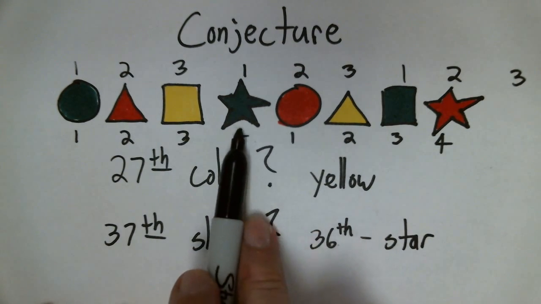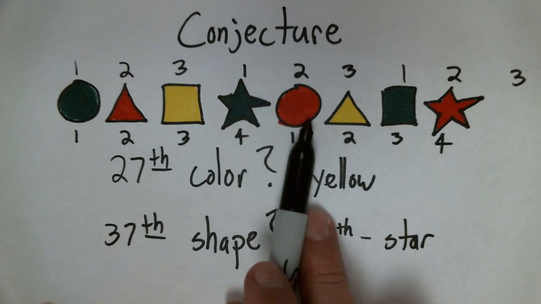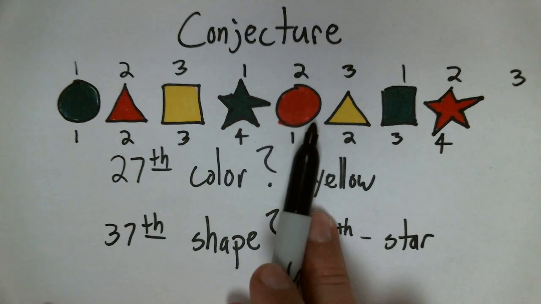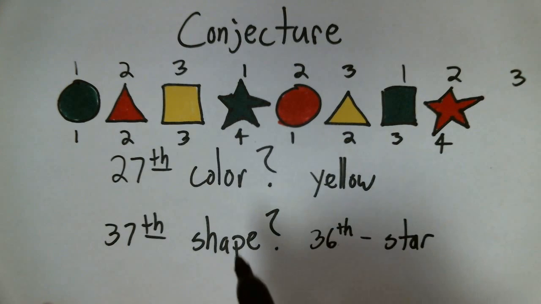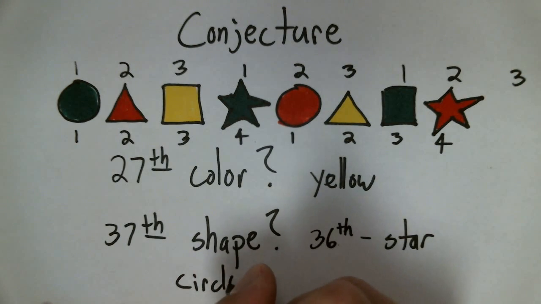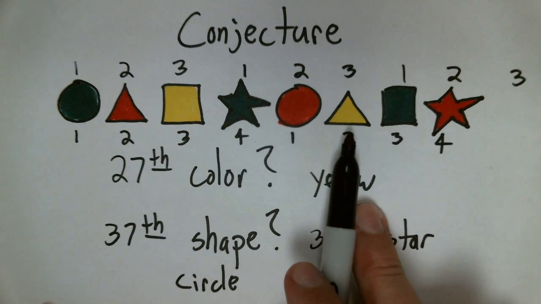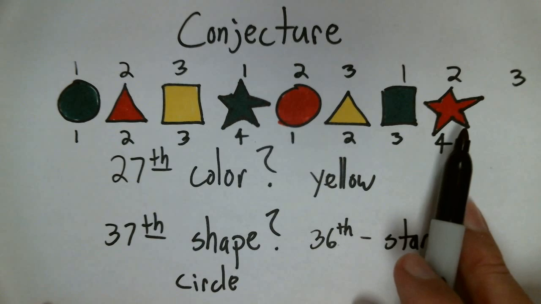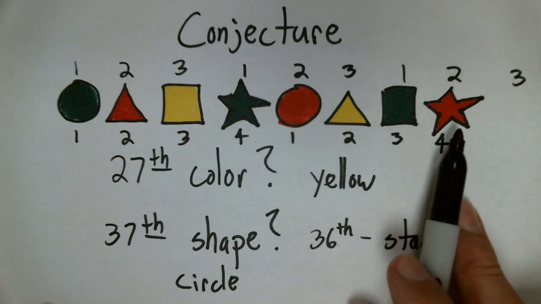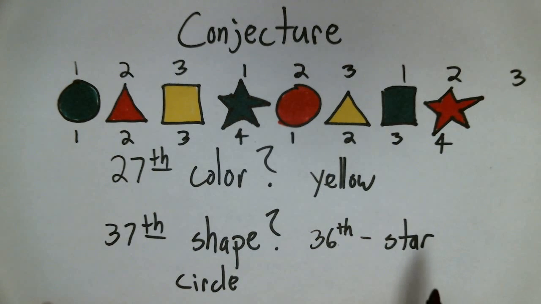So if the 36 is star, what would the 37th be? It would just be the next one in the rotation, in the sequence. So the 37th would be a circle. What if they asked us for the 38th? That would be triangle. 39th would be square. And 40th, now 40 is divisible by 4, so again, 40th would be the star.